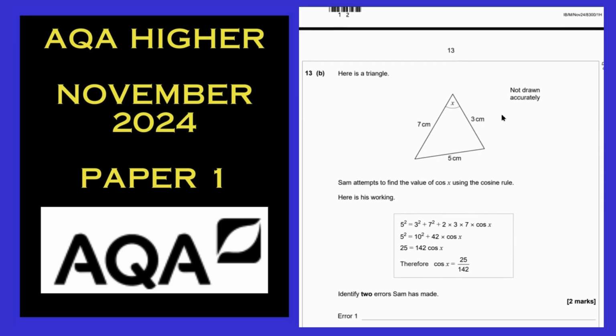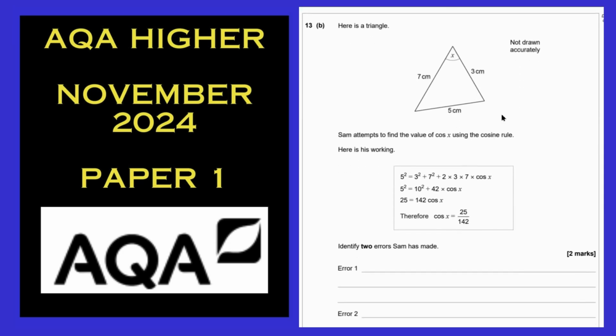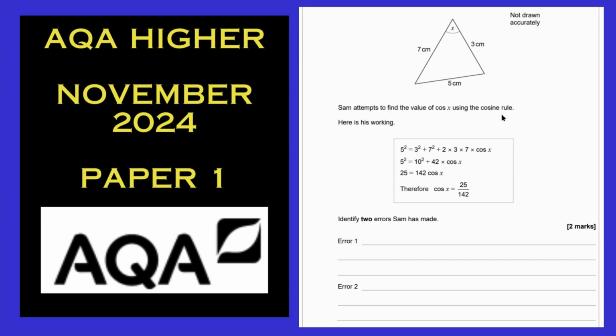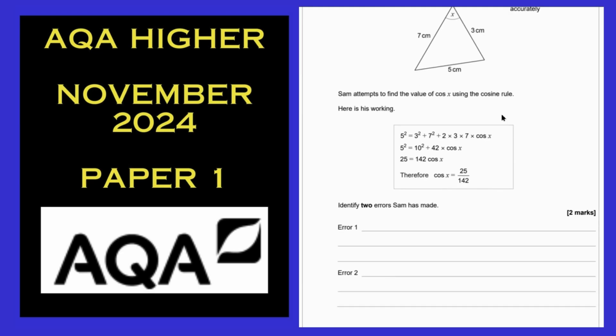Number 13b, one of them long-winded ones. Now, I've always written these out properly and in full on my model answers. Not going to do it here, I'll just highlight what's gone wrong. Actually, in Sam's working out, they've done 3 mistakes, and you just need to point out any 2 of them. So the first thing is, as you may be able to see, 3 squared plus 7 squared is not 10 squared. That's the first one I'd put.